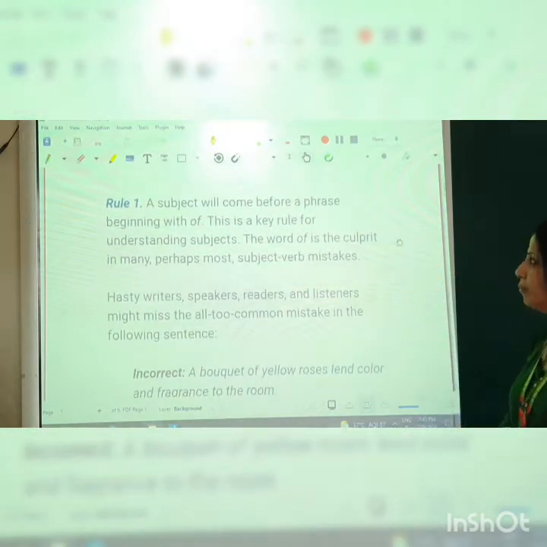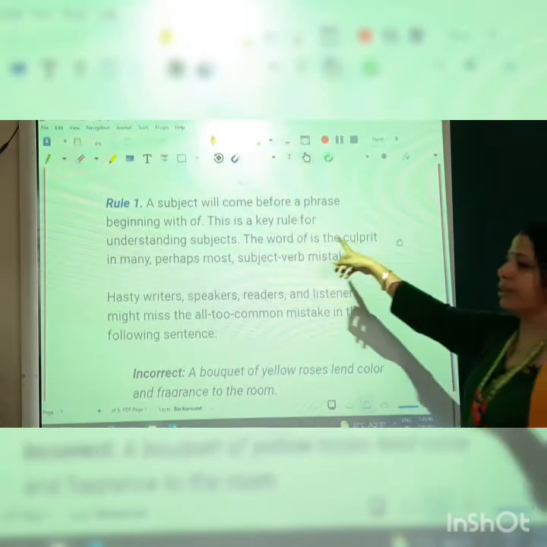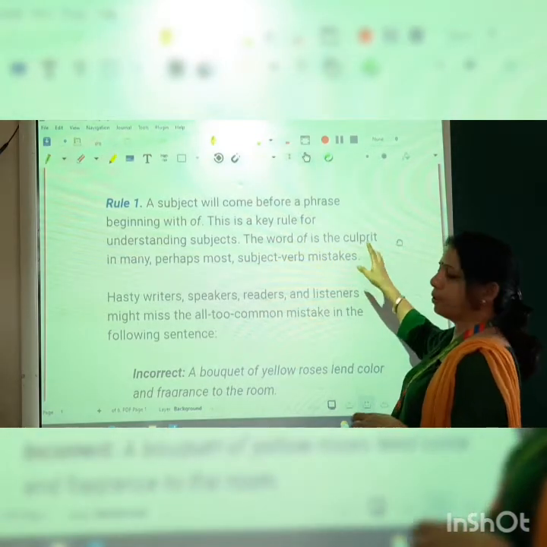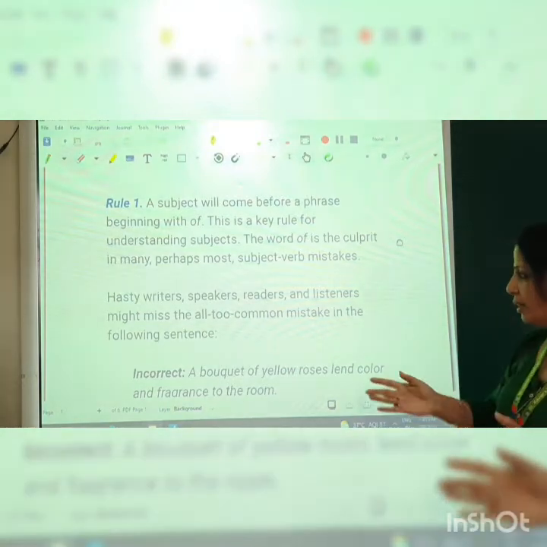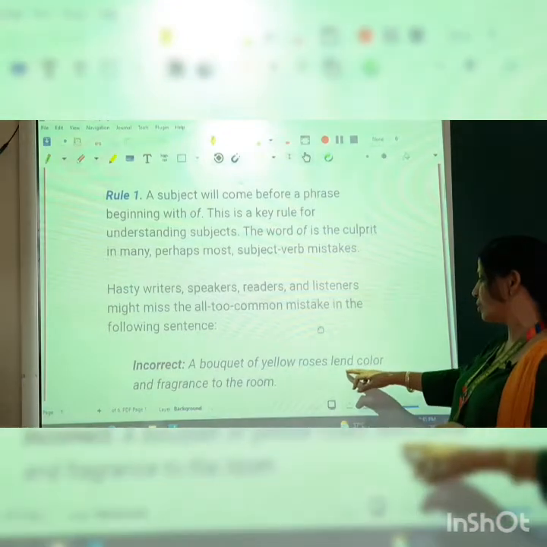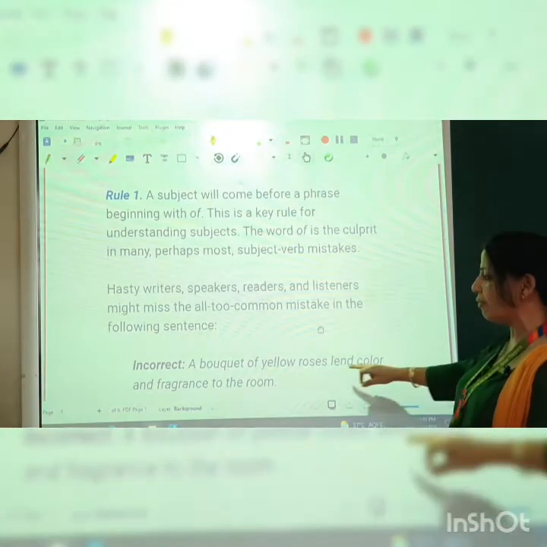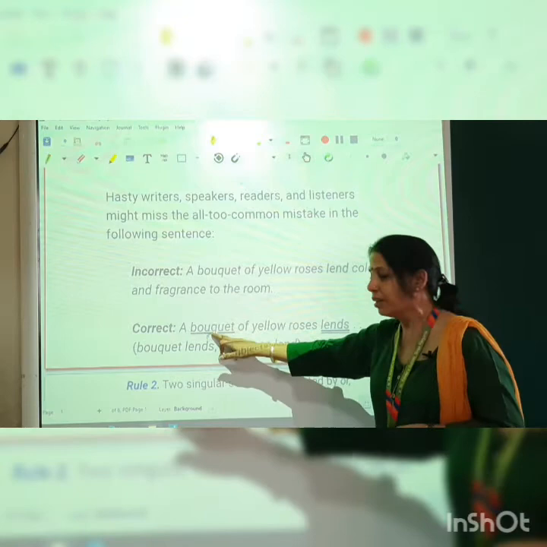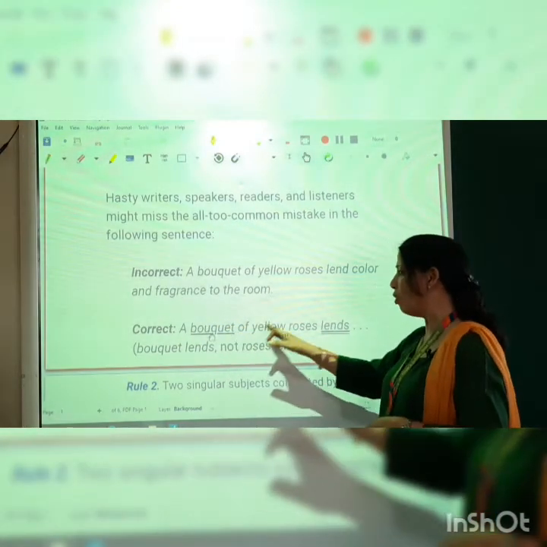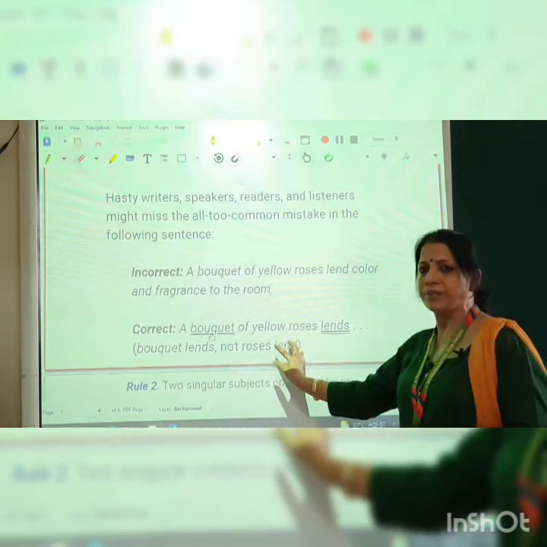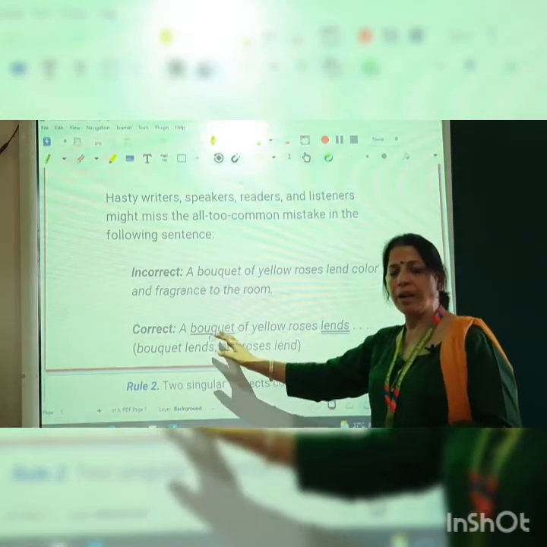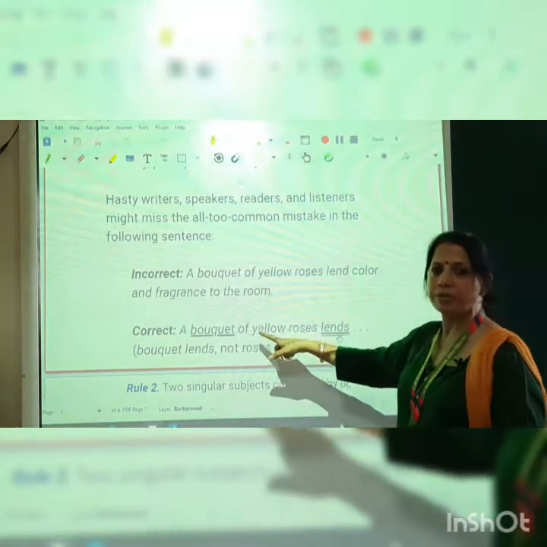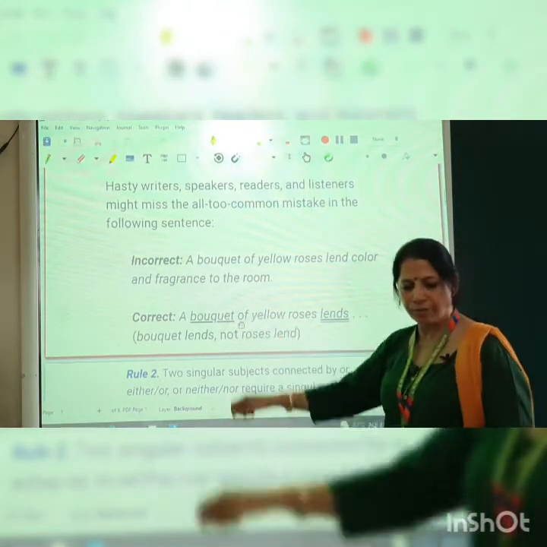Now let's come to rule number 1. A subject will come before a phrase beginning with of. Now this is a key rule for understanding subjects. The word of is the culprit. Why? Because you get confused when you see the word of, like a bouquet of yellow roses. Now will it be lend or lends color and fragrance to the room? It will be lends. Why? Because bouquet is a collective noun and it is a bouquet of yellow roses. So don't think all the yellow roses are the subject. The subject is still a bouquet, and bouquet is singular. So you will use lends here, not thinking about the yellow roses. So this of actually is the confusion creator sometimes.